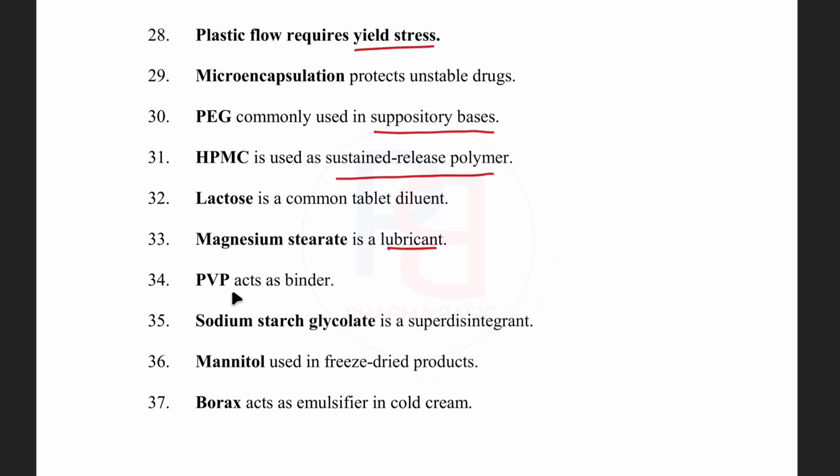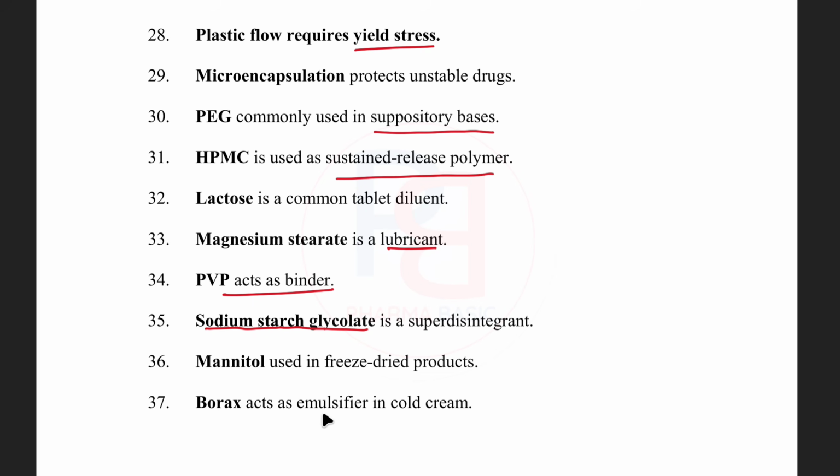PVP, polyvinyl pyrrolidone, acts as a binder. It is a water-soluble synthetic binder. Sodium starch glycolate is a superdisintegrant. Mannitol is used in freeze-dried products.